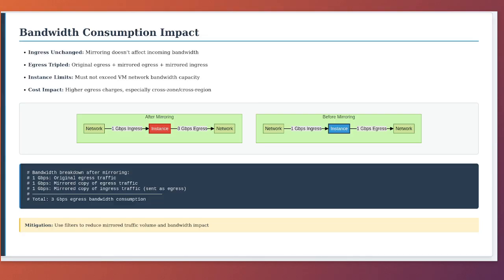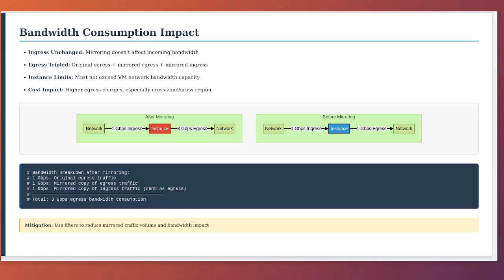So the total is 1 gigabit per second original egress, plus 1 gigabit per second mirrored egress, plus 1 gigabit per second mirrored ingress, equals 3 gigabits per second total egress. The instance now needs 3 times its original egress capacity. This has several practical implications.